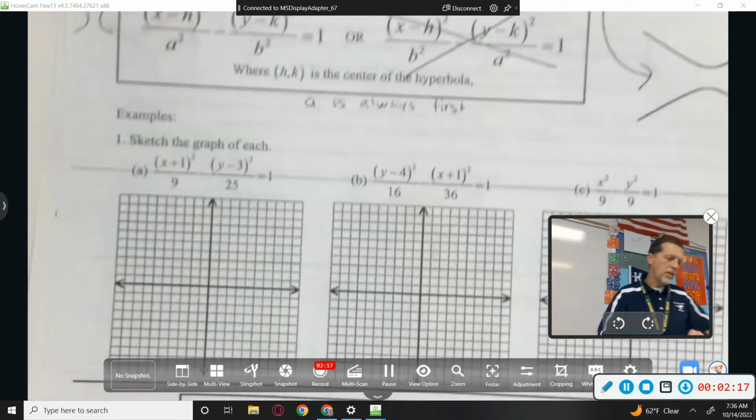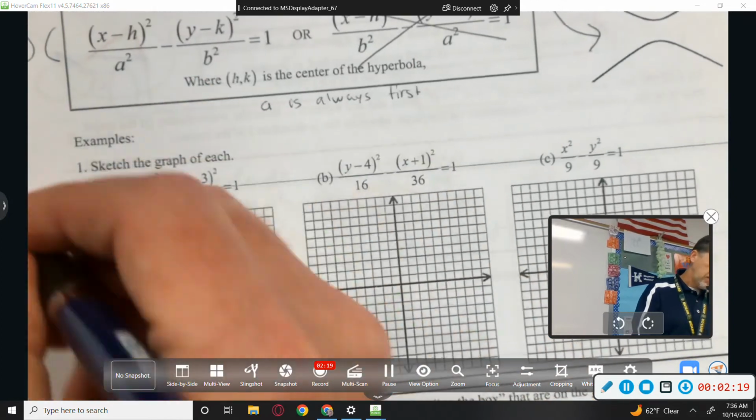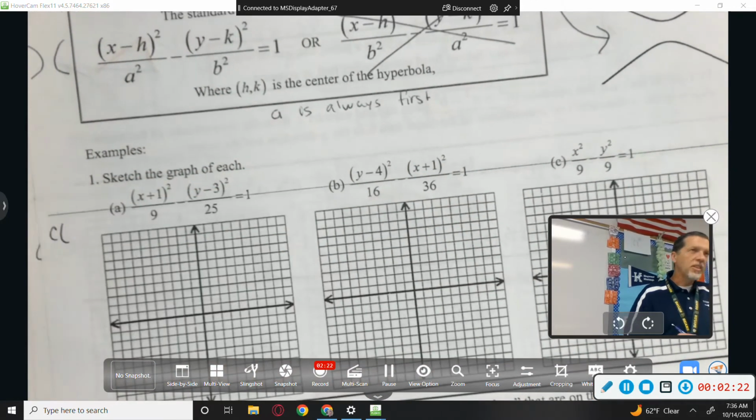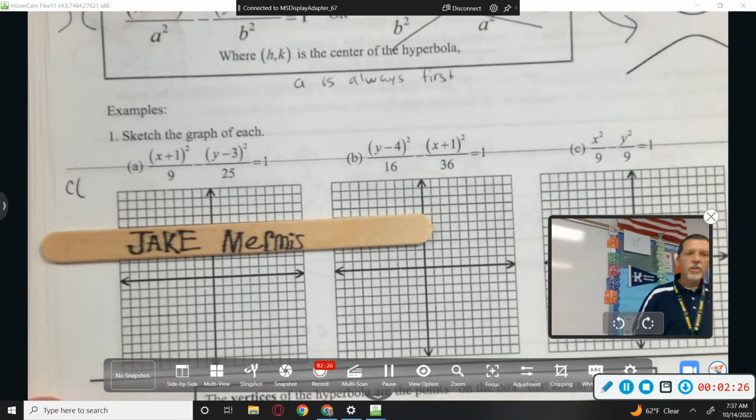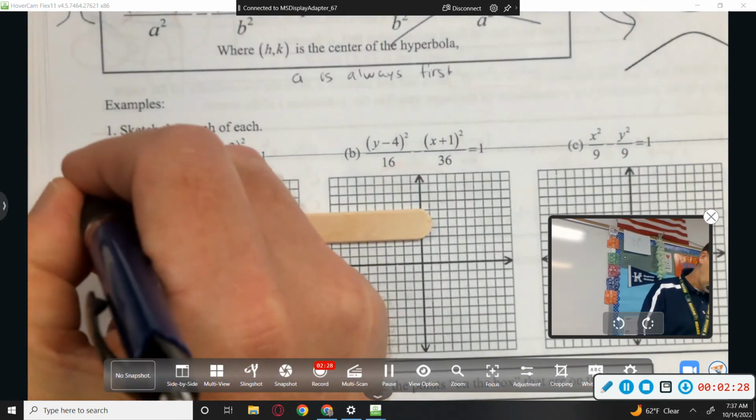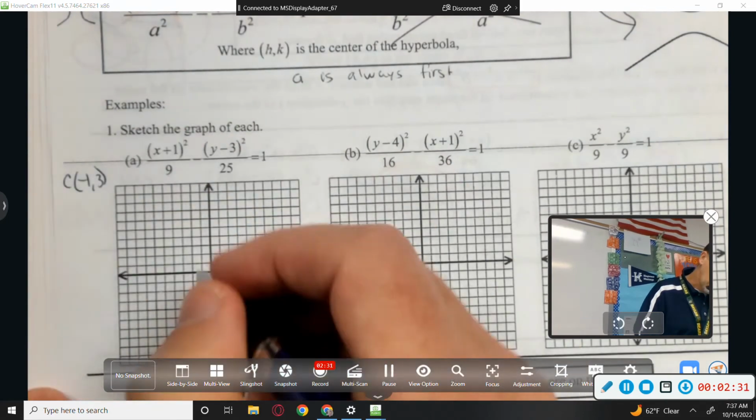So let's jump in and graph one of these. Finding the center is the same. So Jake, what do you think the center is for that first one? Good. -1, 3.